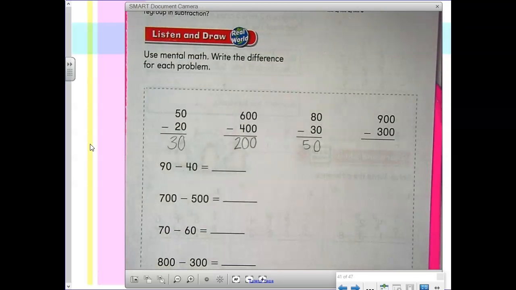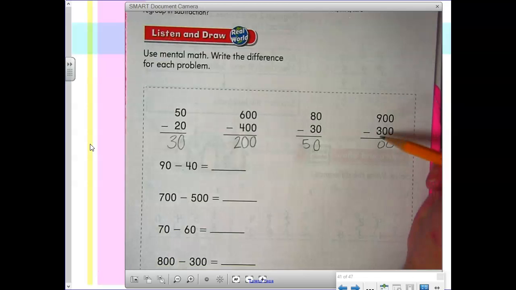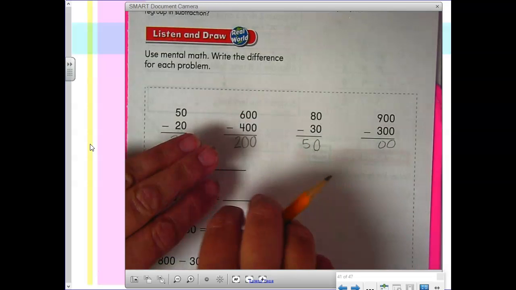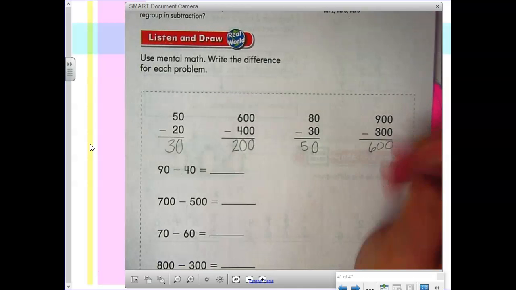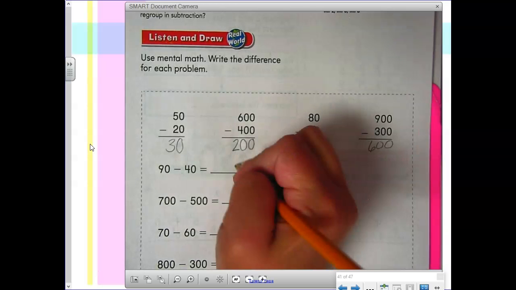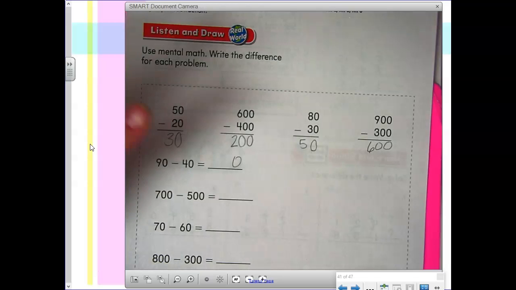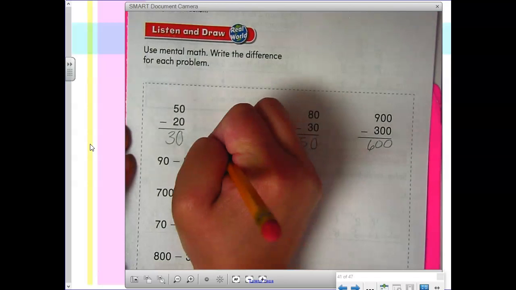All right, 900 minus 300. Move your 0, 0 down. 9 minus 3, count back. All right, 9, 8, 7, 6. 600. 90 minus 40. Bring your 0. All right, 9, count back 4. 8, 7, 6, 5. 50.